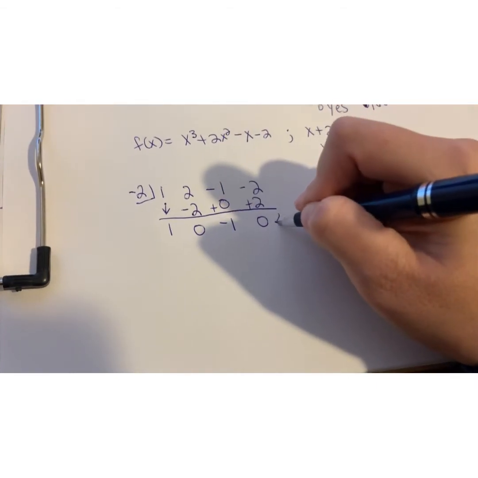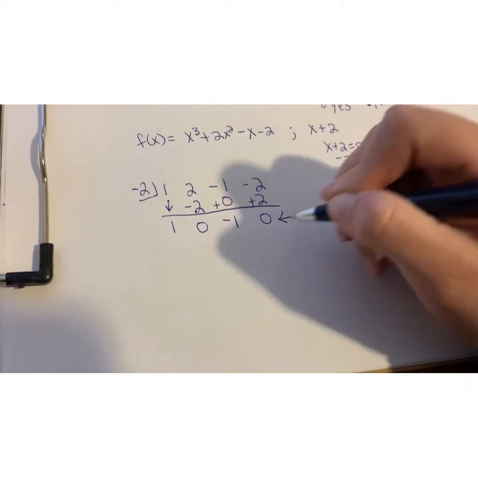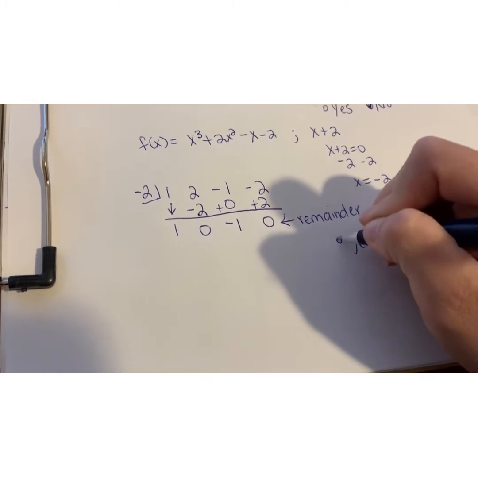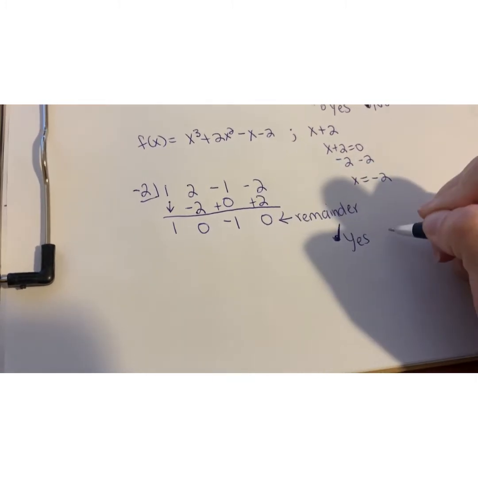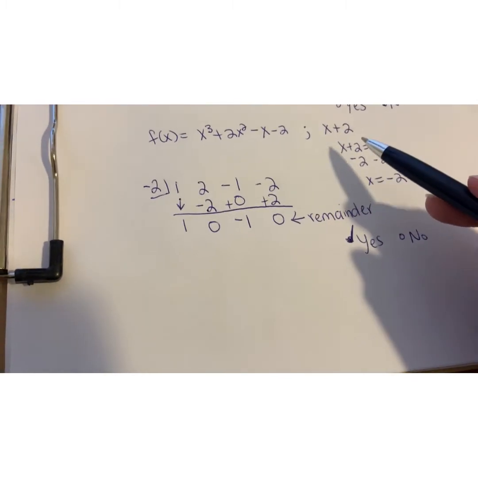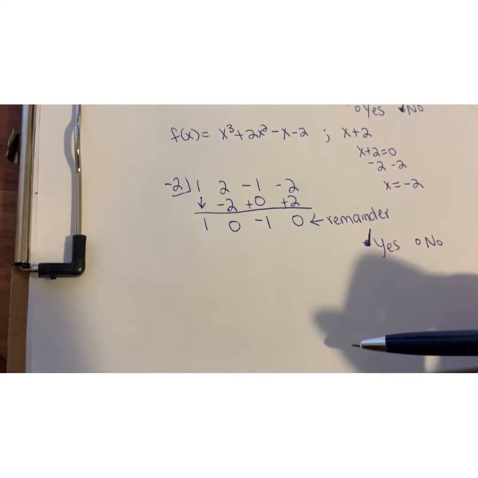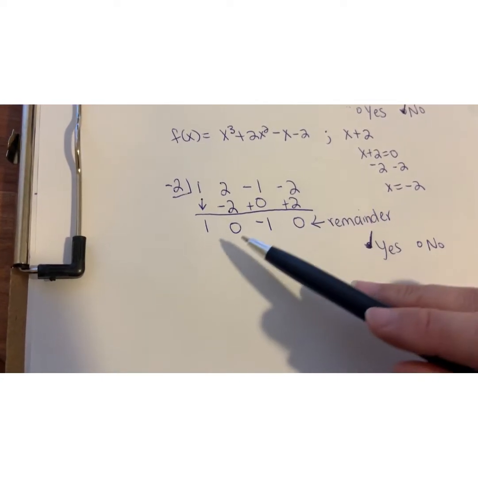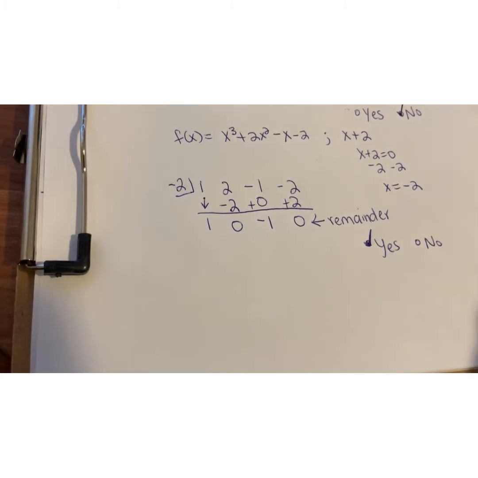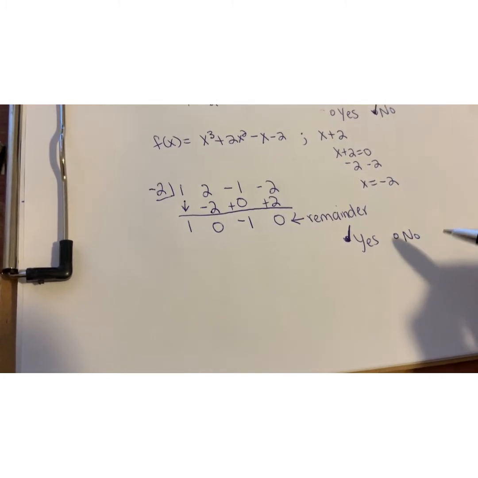So since the remainder is 0, that means that yes, x plus 2 is a factor of that original polynomial. And I would be able to factor the rest of this if I set it up, but that's not what they're asking me to do, so I'm going to go ahead and move on to the next problem. So that is the remainder theorem.